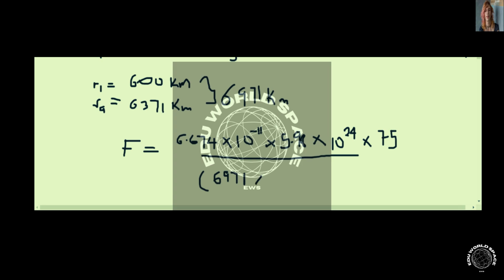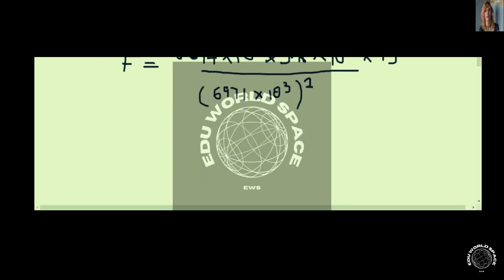Remember, I said the kilometers must be changed to meters. So in changing to meters, kilo means 10 to the power 3. Make sure you include that. Now, all this squared. Good. So when you calculate, that should give you about 615 newtons.